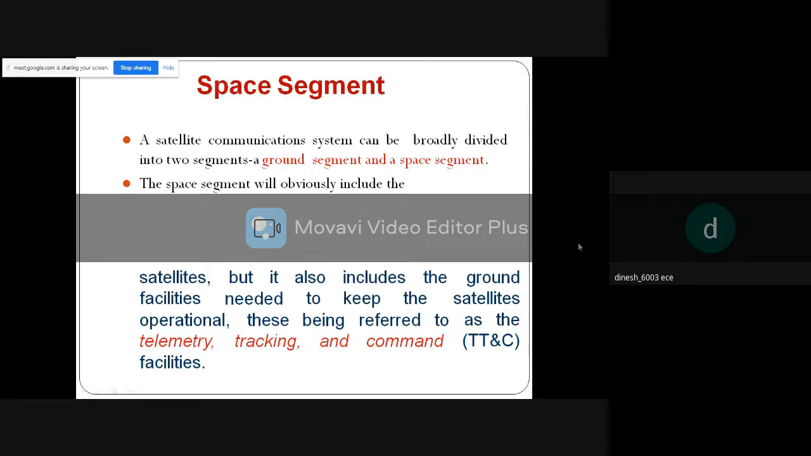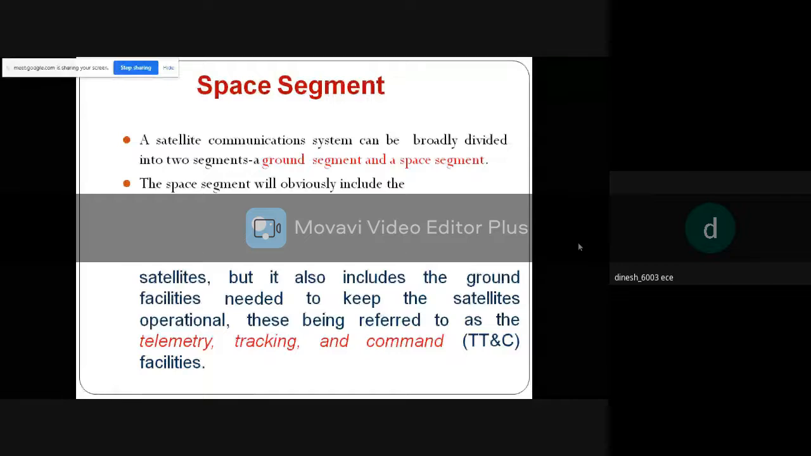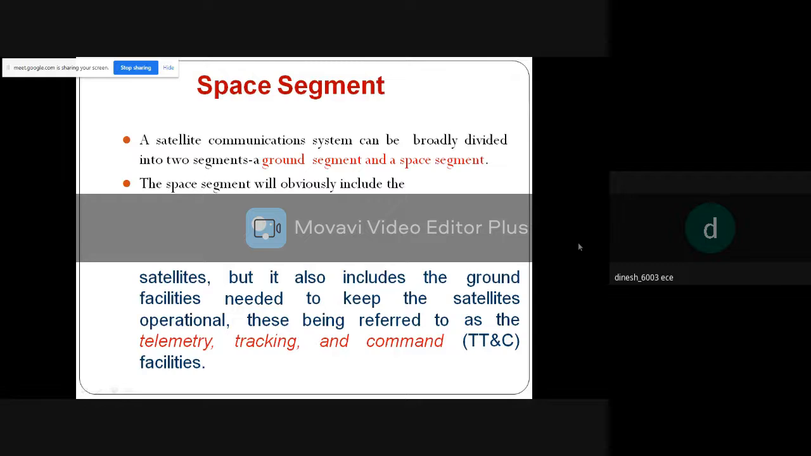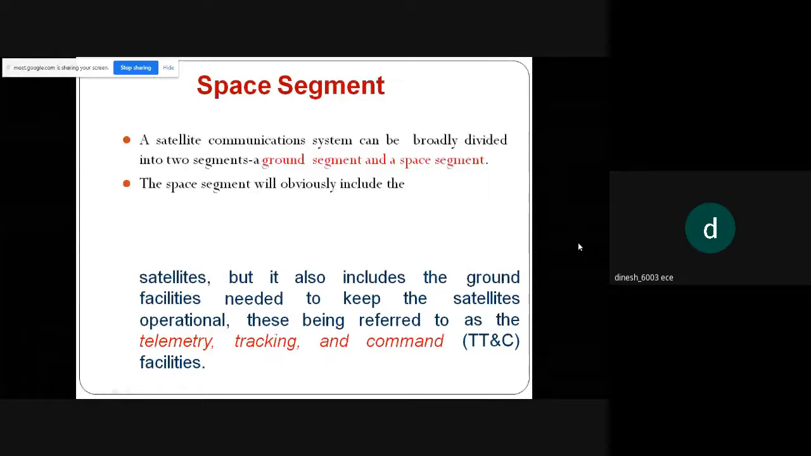Okay. So what is this space segment? This space segment will consist of satellites which are used for TTC, which is telemetry, tracking and command. The space segment is present in space, having satellites in operation, having a connection with the Earth station, which are meant for TTC, telemetry, tracking and command. We'll see what this TTC is also.